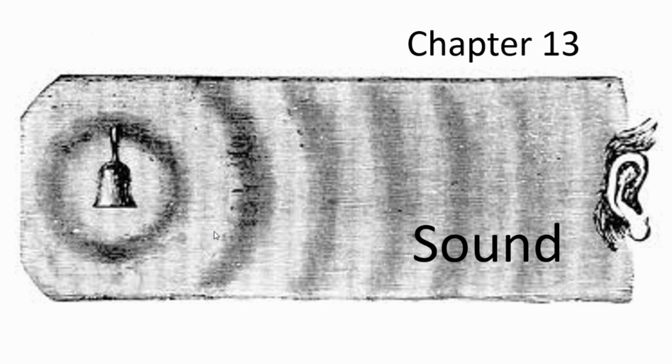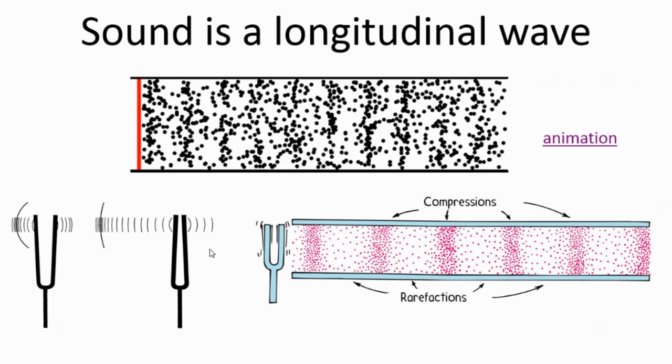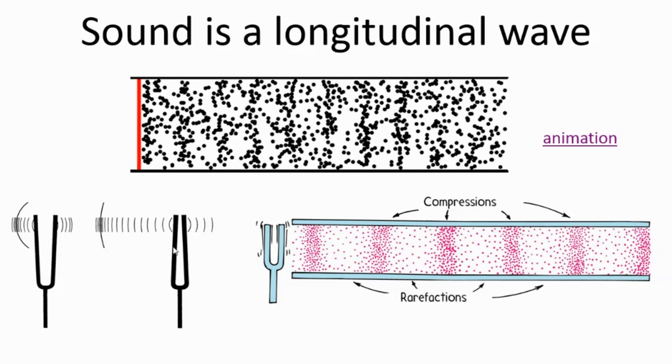Chapter 13, sound. We're going to talk about some properties of sound. So let's begin with a tuning fork. Here's an example. Here you see a drawing of a tuning fork.